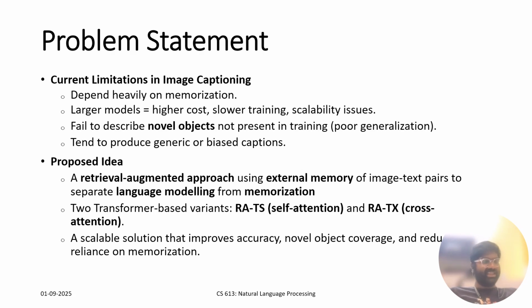They depend on the dataset, so it's very dataset relevant. What the authors proposed in this paper is a retrieval-augmented approach, using external memory to retrieve the nearest, most related captions using kNN in the image-text space, to separate language modeling from memorization. They also propose two variants. We'll see those in the next slides. This scalable solution also improves accuracy, covers novel objects, and reduces reliance on memorization.